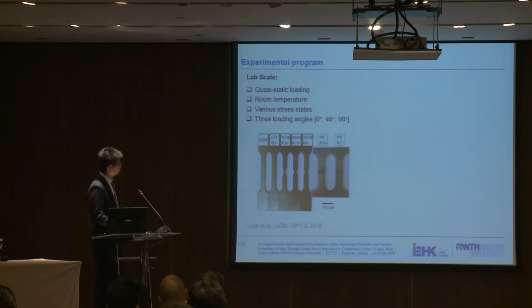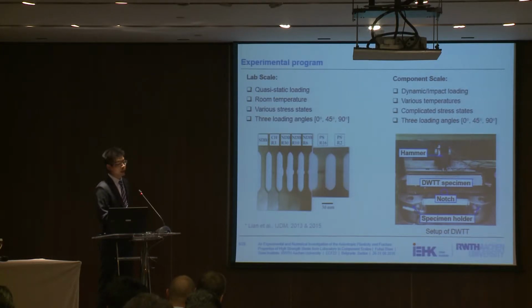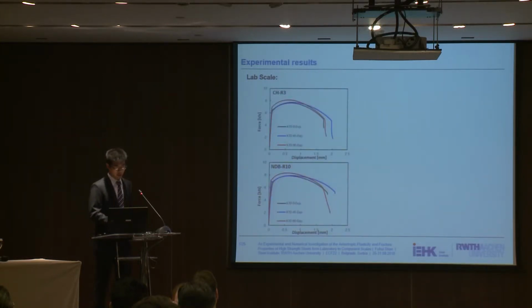specimens. And on the component level, we also apply the drop weight tear test, which is a typical method in the pipeline industry. In this experiment, a big heavy hammer falls down with a velocity higher than 6 meters per second, and it impacts the specimen at different temperatures. After the experiment, the fracture surfaces on the specimens are analyzed, and these experiments are conducted along different directions. And then let's have a look at those results.